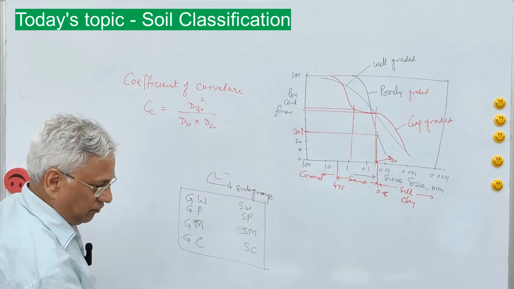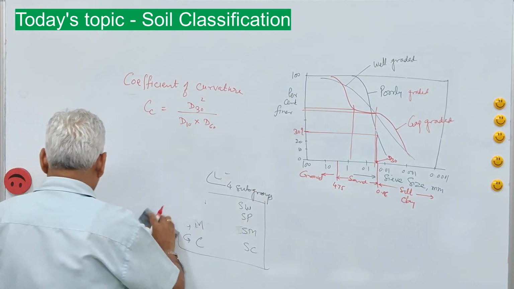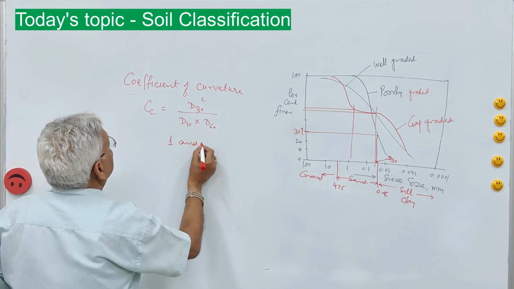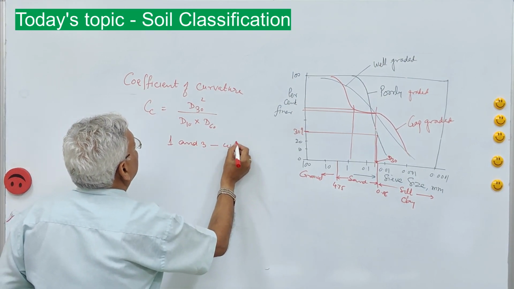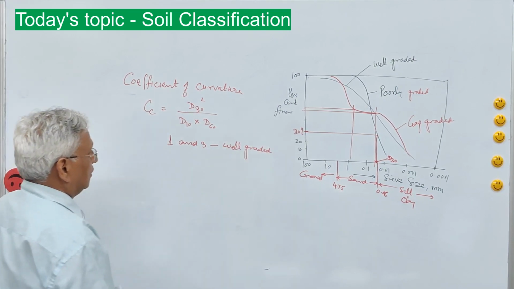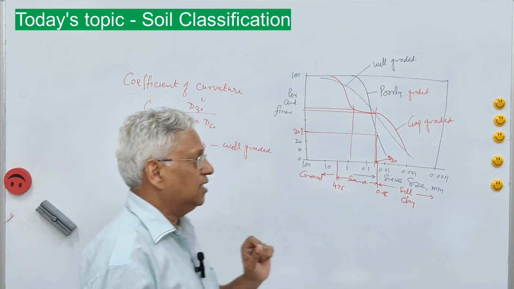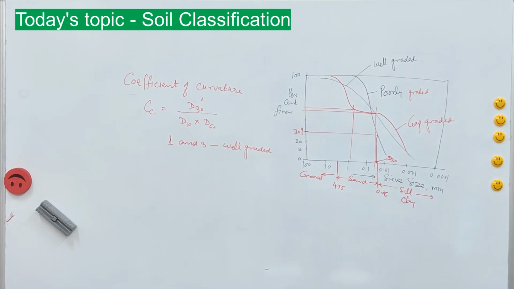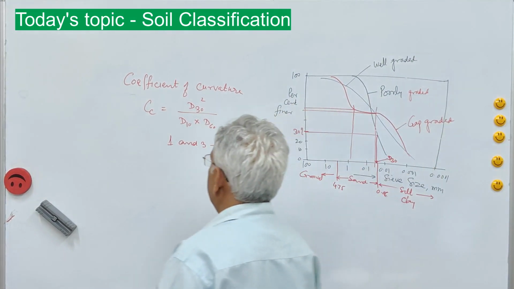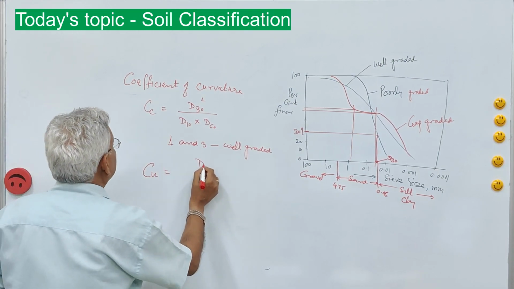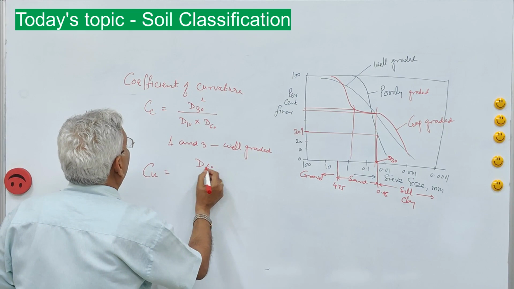Now this coefficient of curvature should be between 1 and 3 for well graded material. Or you can say if value of CC lies between 1 and 3, then your soil is well graded. Another parameter is coefficient of uniformity, CU, and that is D60 upon D10.